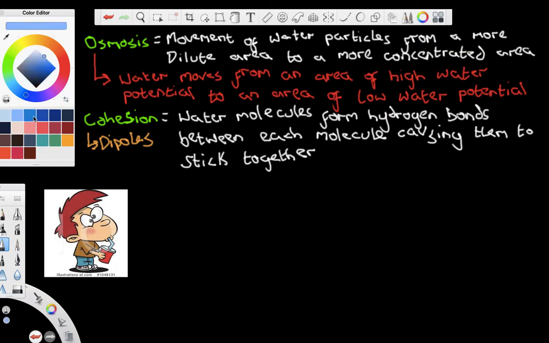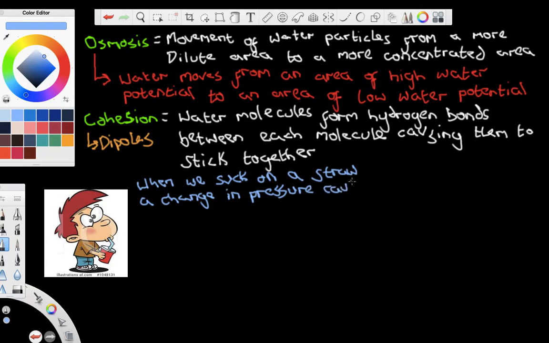So we can just say that when we suck on a straw, a change in pressure causes liquid nearest our mouth to move into our mouth.